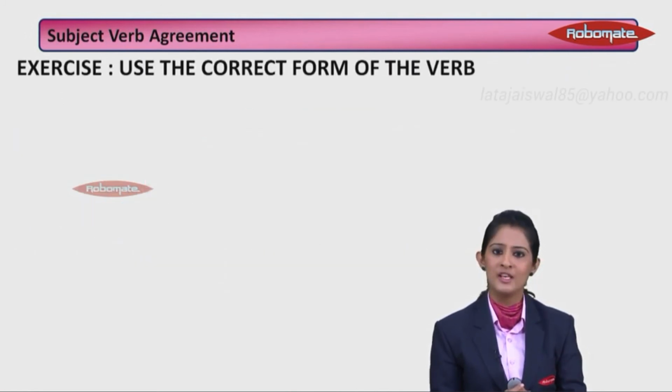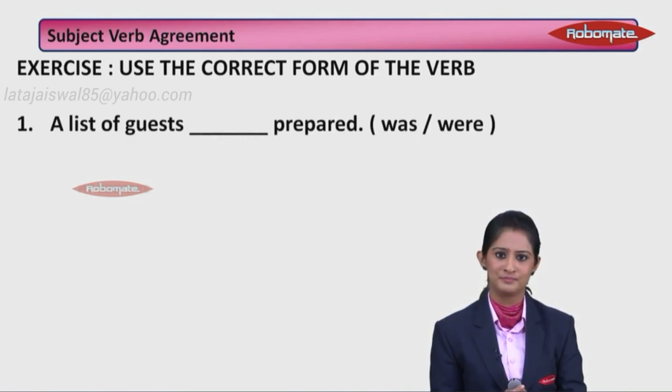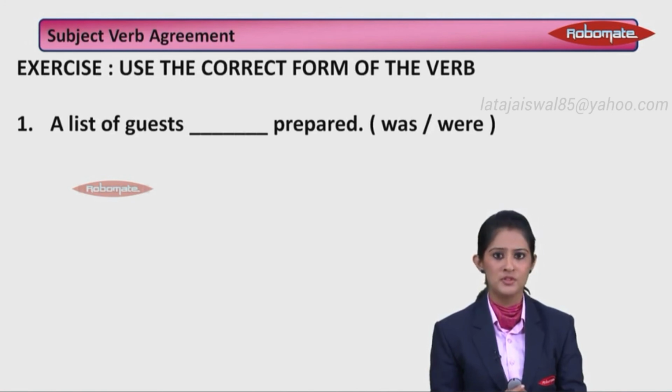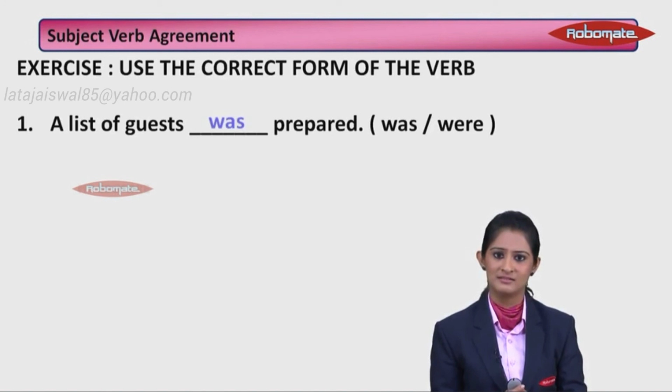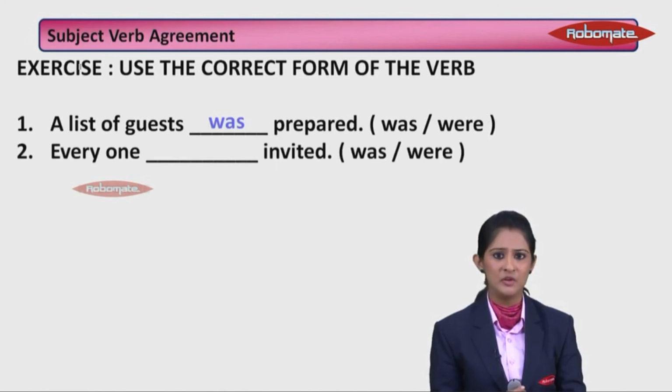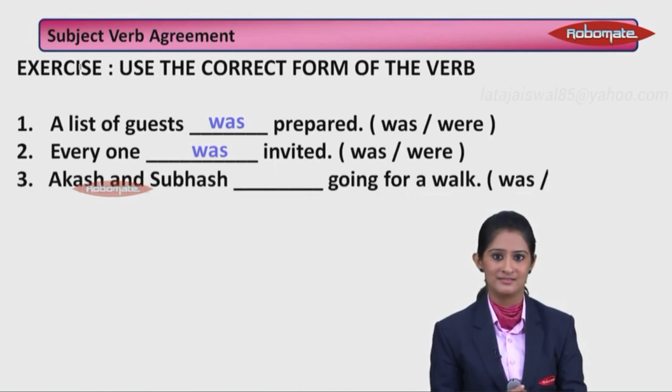Now, we shall solve a few sentences. Use the correct form of the verb. The first one, a list of guests dash prepared. The options were, was. And the answer, definitely the word was, because we are talking about the list. Everyone dash invited. Everyone was invited.